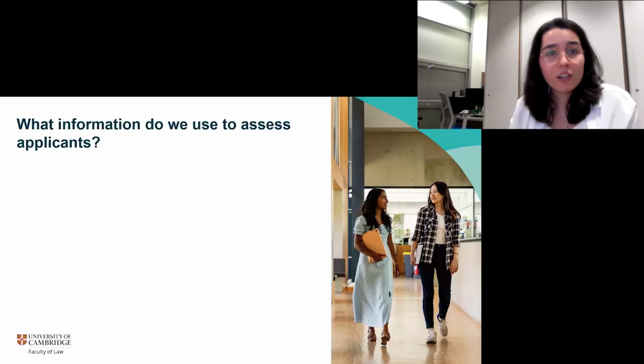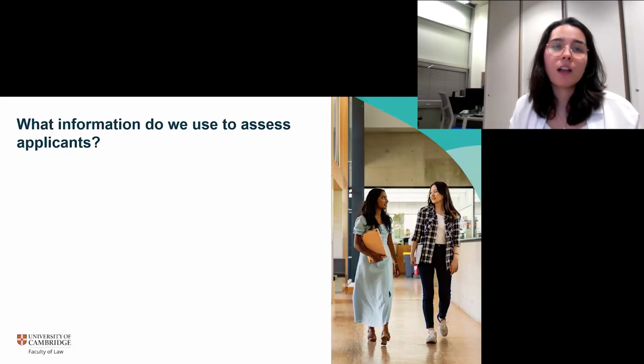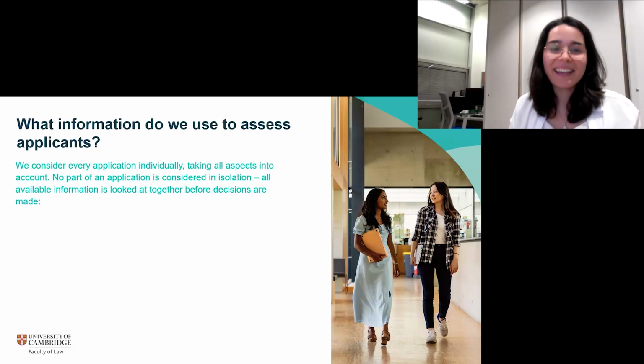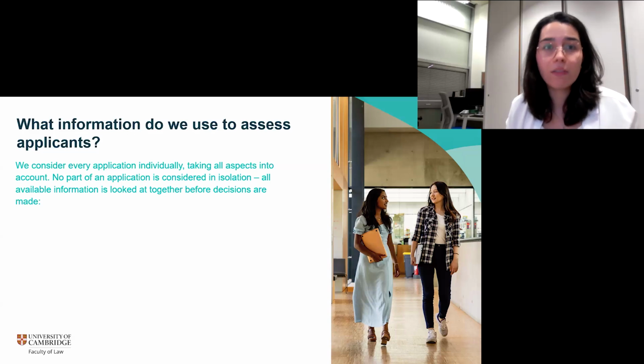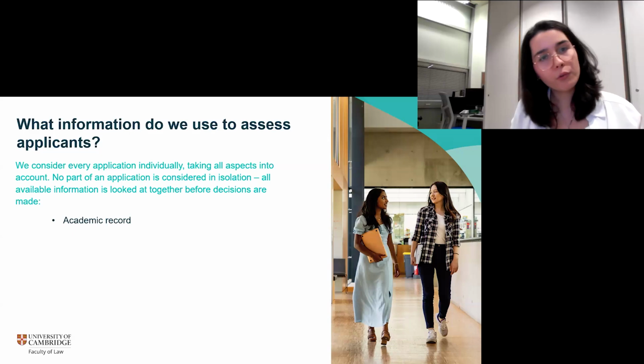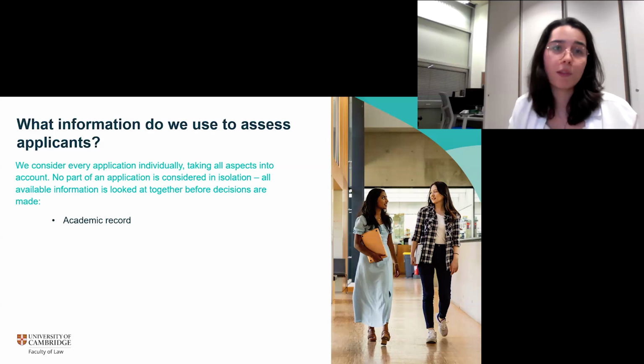But what information do we actually use to assess this sort of thing? Well, first thing to say is we do consider every application individually. We take all aspects into account. There's no part of the application that is considered in isolation, okay? There's no part of the application that weighs significantly more than another part. We look at everything holistically, and that's super important to remember. We will look at your academic record, and that does include both your current qualifications, so for most people that will be A-levels, and your GCSEs, or your equivalent qualifications, whatever those might be.